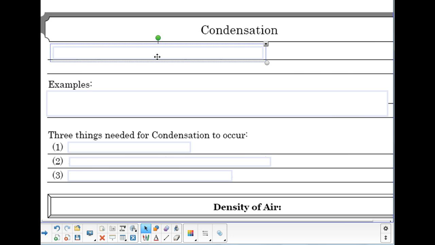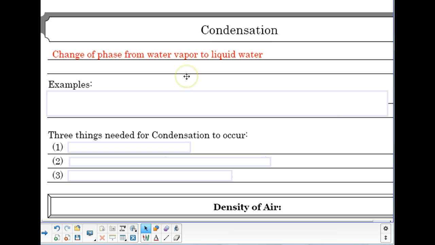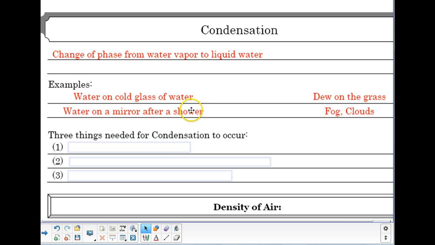Condensation is just the change of phase from a water vapor into liquid water. We've seen this. Think about some examples. We saw it in the lab in the relative humidity and dew point lab. Some examples of that, as you saw in the lab, when you have that cold can of water, water will condense out of the air going from a vapor. That water didn't just seep through the can, it was condensing on the outside of that can from the air.